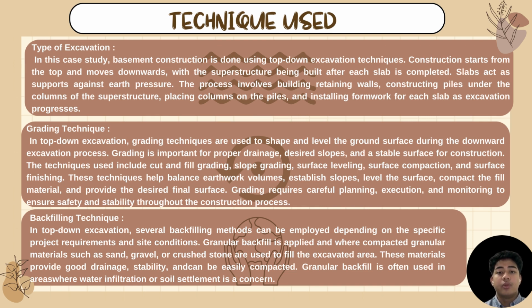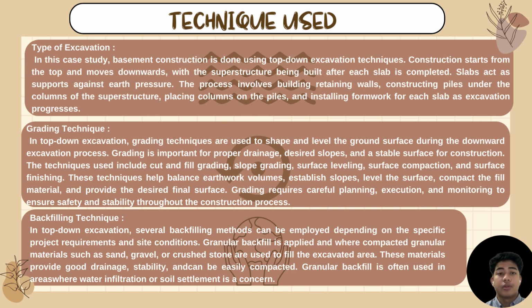The process involves building retaining walls, constructing piles under the columns of the superstructure, placing columns on the piles, and installing formwork for each slab as excavation progresses. For the grading technique, in top-down excavation, grading techniques are used to shape and level the ground surface during the downward excavation process. Grading is really important for proper drainage, desired slope, and a stable surface for construction.